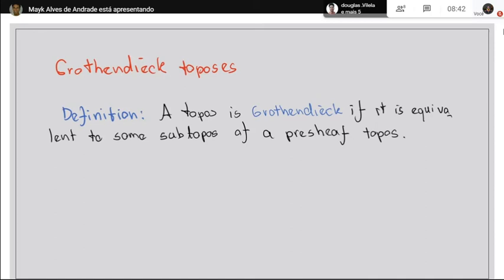This is interesting for those who have studied Grothendieck toposes, and I'm just introducing that because asking for a topos to be Grothendieck is a very strong condition. So basically, Grothendieck toposes have all the structure we need to work in many things. So as a definition, you can say that a topos is Grothendieck if it is equivalent to some subtopos of a presheaf topos.